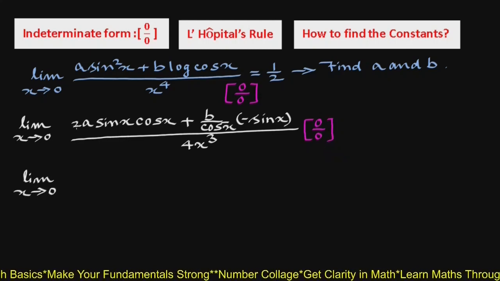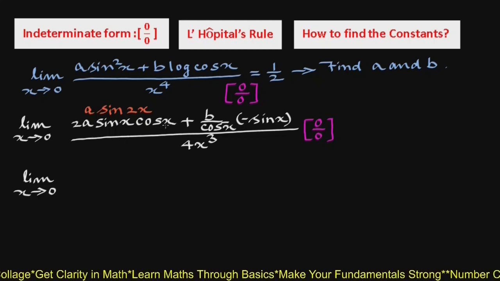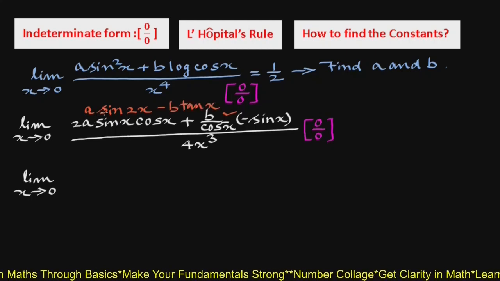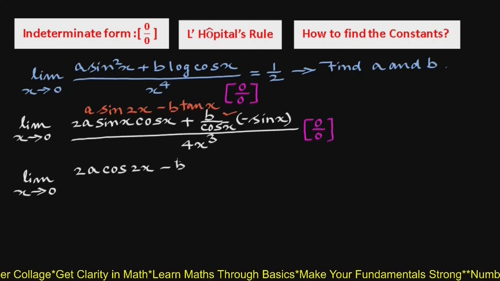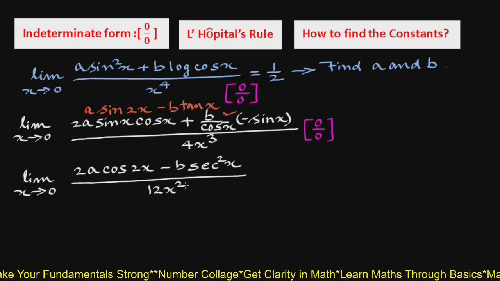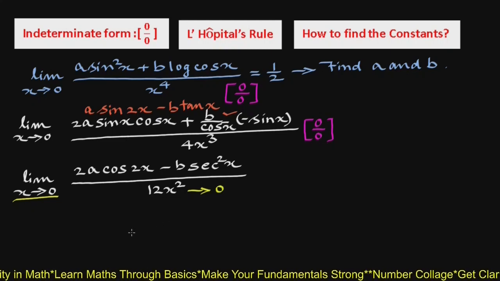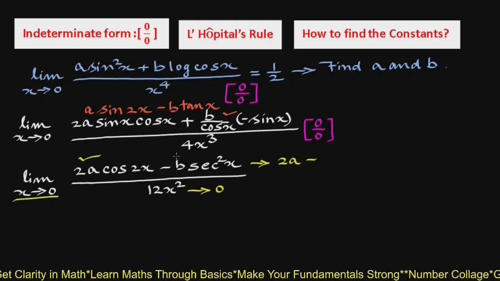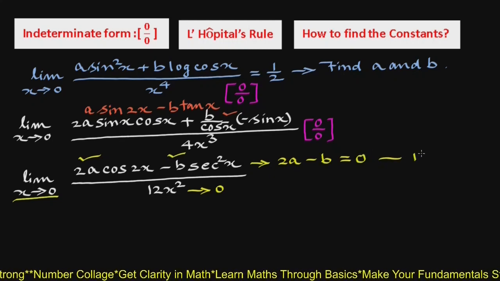So limit here, 2a sin x cos x will be a sin 2x, because 2 sin x cos x is sin 2x, and this will be minus b tan x. Derivative of a sin 2x will be 2a cos 2x, minus derivative of b tan x is b sec square x, upon derivative of 4x cube, which will be 12x square. Now as x tends to 0, denominator 12x square also tends to 0, and the numerator tends to 2a, because cos 0 is 1, minus b, because sec square 0 is also 1, equals 0. We name this equation 1.